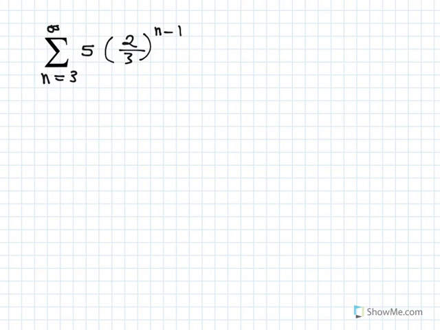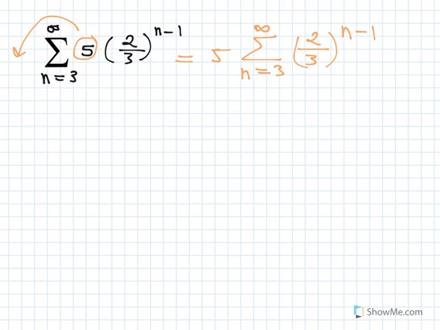One more example. I have a series that starts from n equals 3 to infinity, 5 times 2 over 3 to the power n minus 1. One of the properties of the summation is we can take any constant value outside the summation, so it becomes 5 times the sum from n equals 3 to infinity of 2 over 3 to the power n minus 1. So you just want to find the sum of this series, and you're going to add 5 times all those terms, which is not going to be a problem.